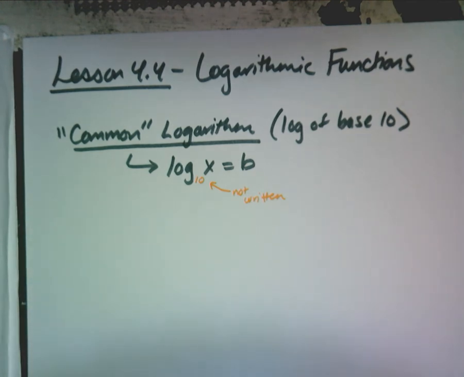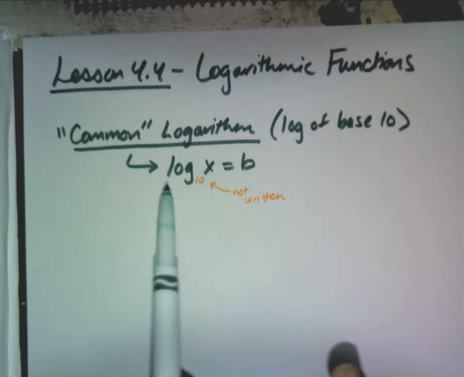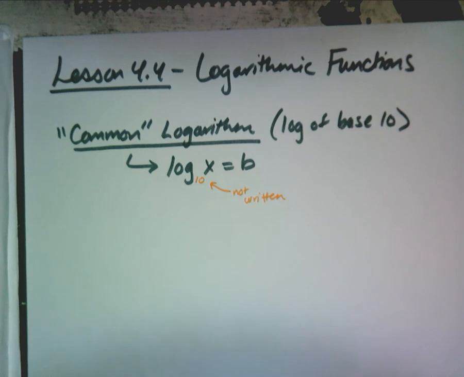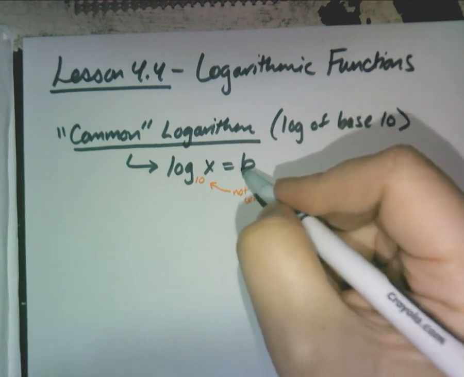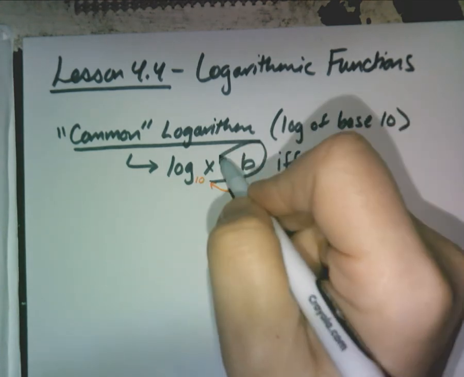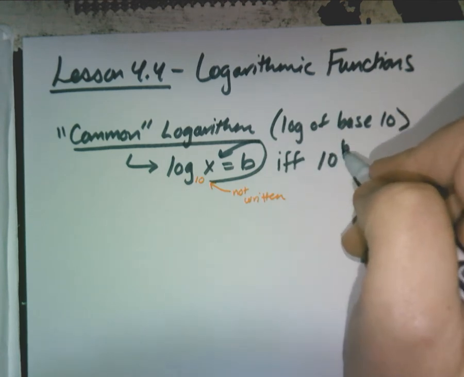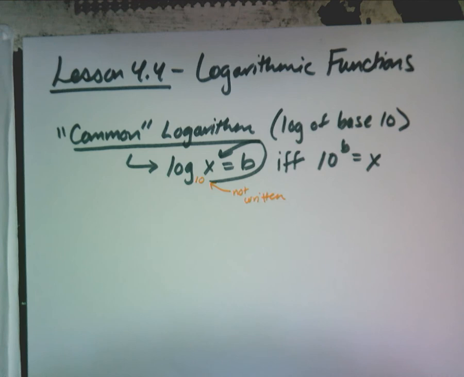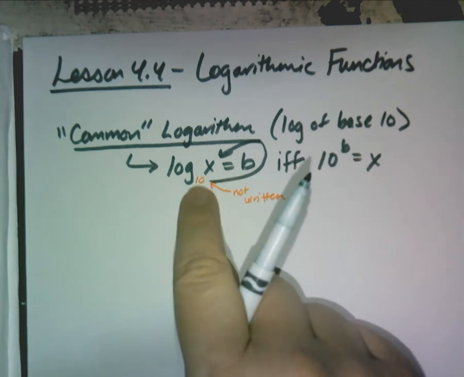Okay. So how do I rewrite this exponentially? This is the log way of writing it. Do you remember how to write it exponentially? So the rule says that log base 10 of x equals b if and only if 10 to the b equals x. This is what we call the exponential. This is the log way of writing it.